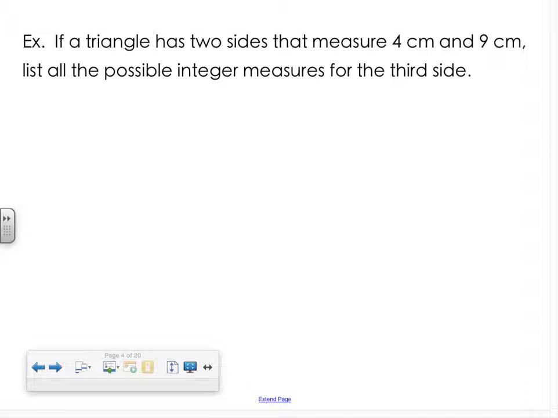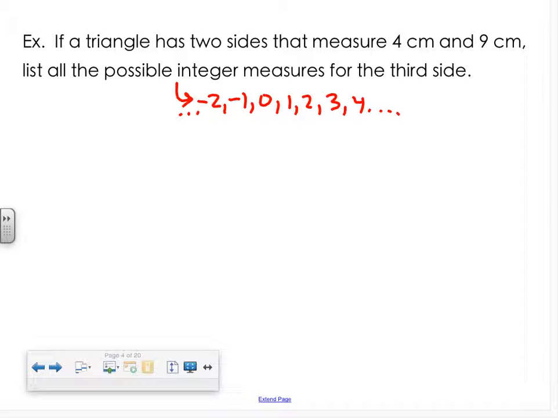The second type of example is this. So it gives you two sides of a triangle, so 9 centimeters and 4 centimeters. And it wants you to list possible integers for the third side. So integers are positive and negative whole numbers. But actually, we're never going to have negative sides. So just realize that that's numbers like -2, -1, 0, 1, 2, 3, 4, etc. So we're just going to list those. We're not going to say like it can be 5.7. We're just going to say integers.